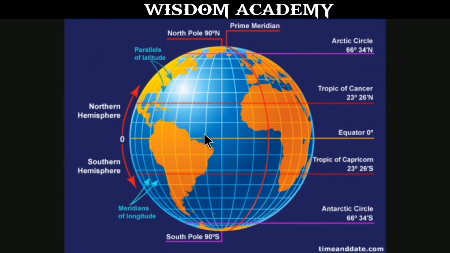If you see this continent, this is South America. Brazil is located here. Most of Brazil is located in the southern hemisphere and western hemisphere, and a little part of Brazil is also located in the northern hemisphere and western hemisphere. So this is how location is determined. Let us see how extent is determined.